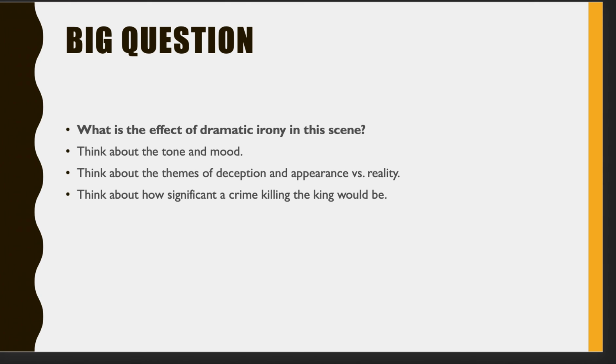So that deception goes beyond just killing the king in terms of it being a harsh murder, but also the idea that they can break nature by doing this as well. So there's a lot riding on this, and that tension can be a lot bigger because of the gravity of the crime that they're about to commit. So think about all those things. What's the effect of the dramatic irony? Put as much in it as you can. Remember, you're showing an examiner you understand these different concepts, so that's what's important.